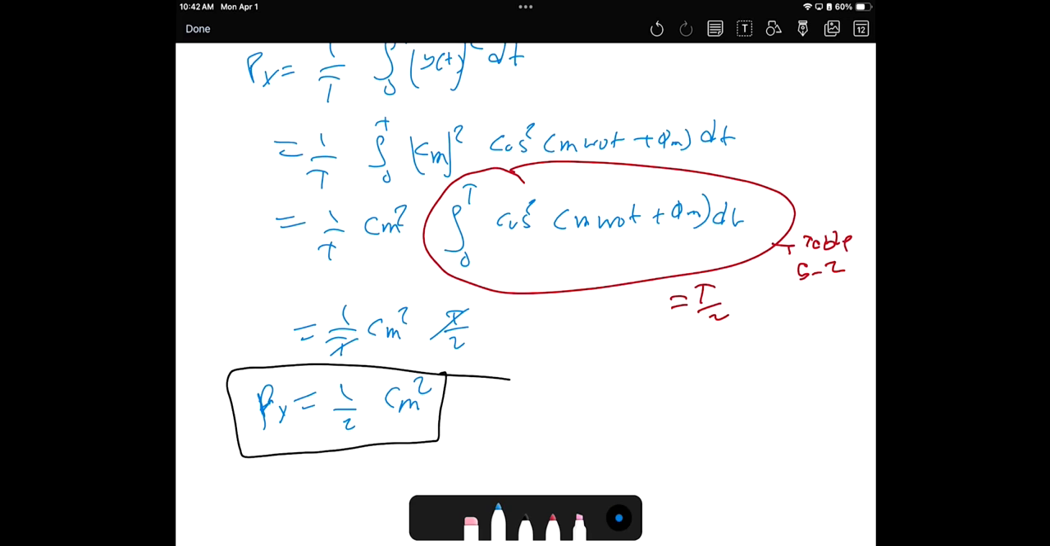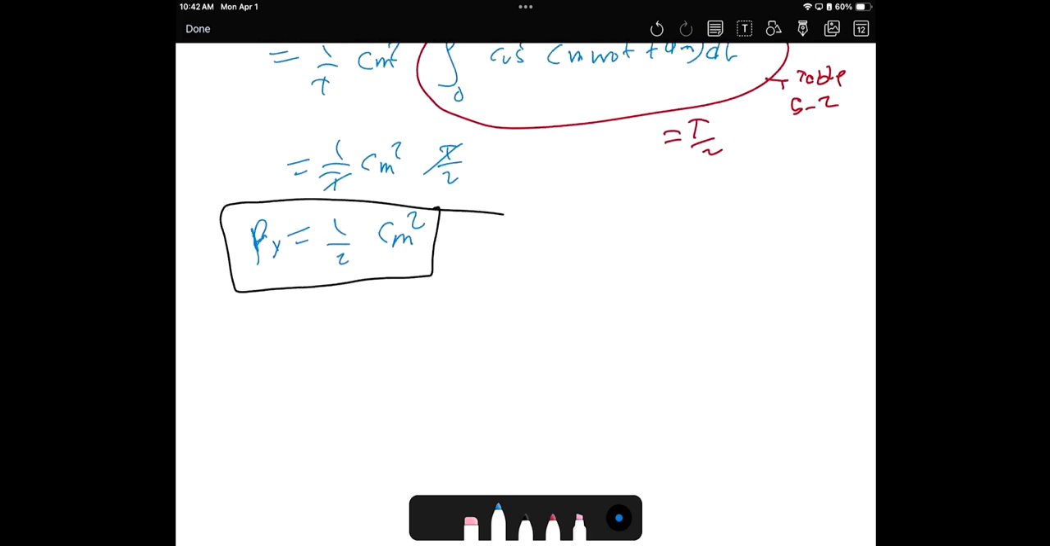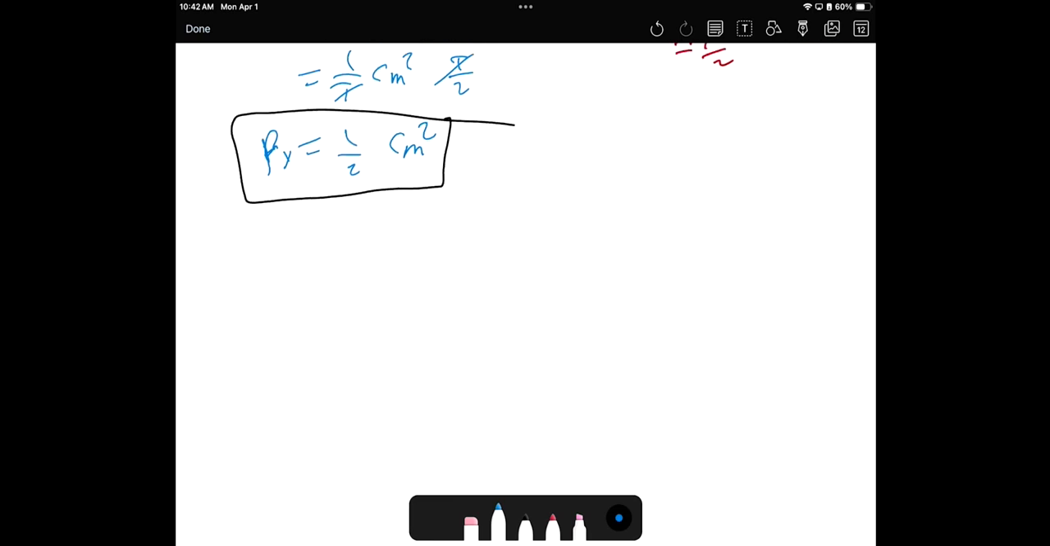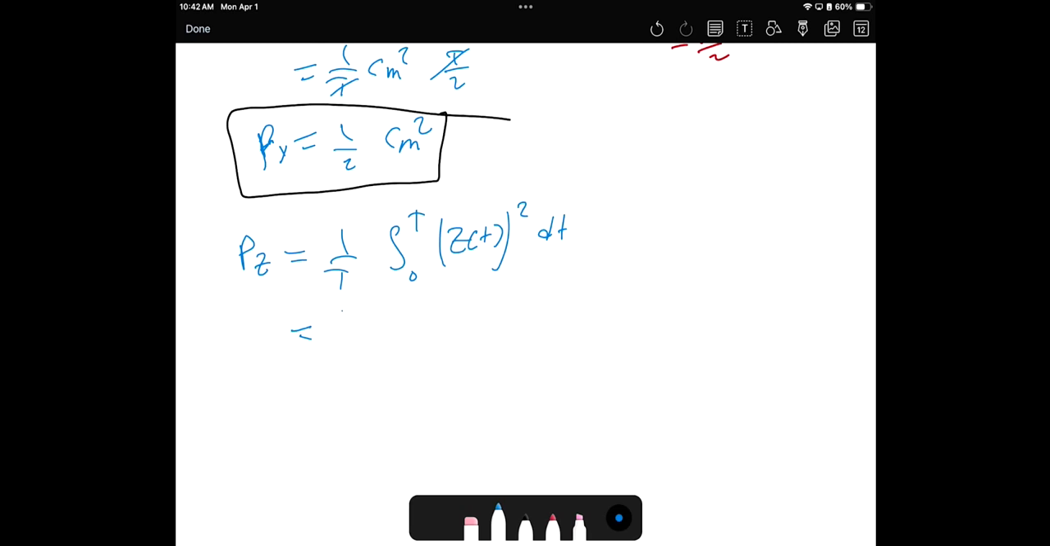Now the third one, which is the power of signal z. According to the formula, the power is 1 over T, the integral from 0 to T, of z of t squared dt. Then, substitute z of t. So I think this is more math than signals.